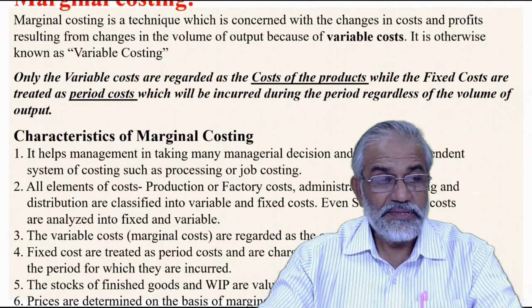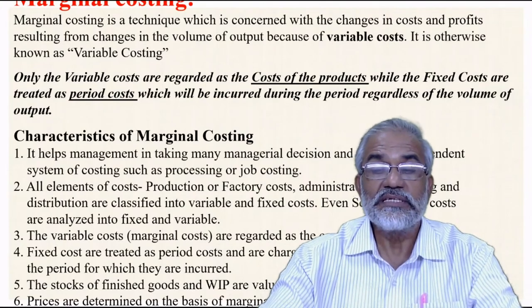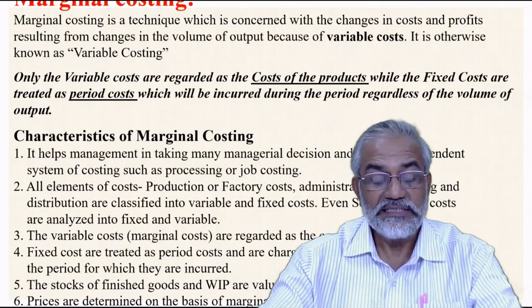The fifth characteristic of marginal costing is the stocks of finished goods and work in progress are valued at marginal cost only.